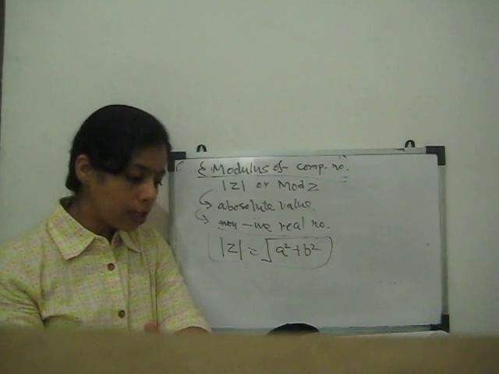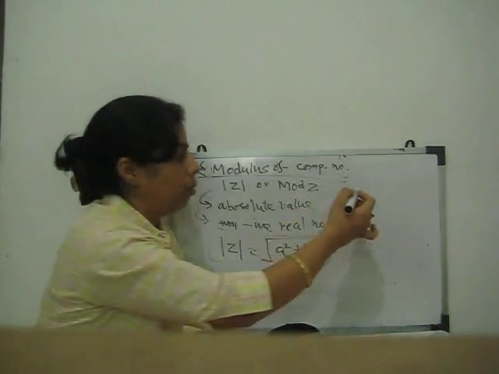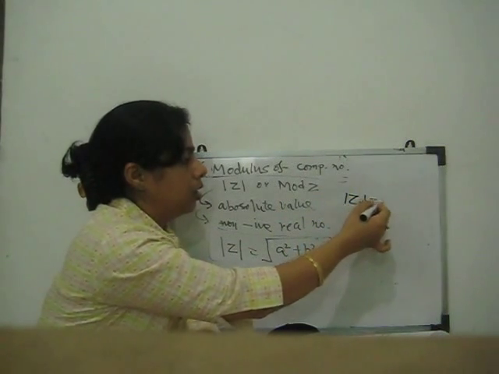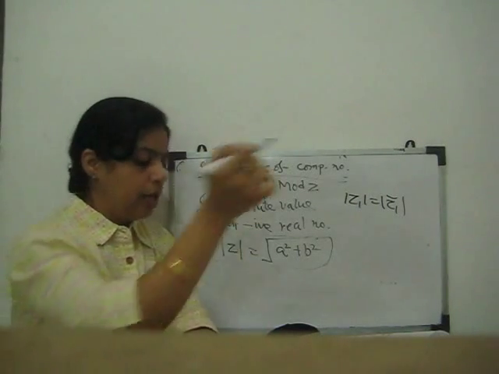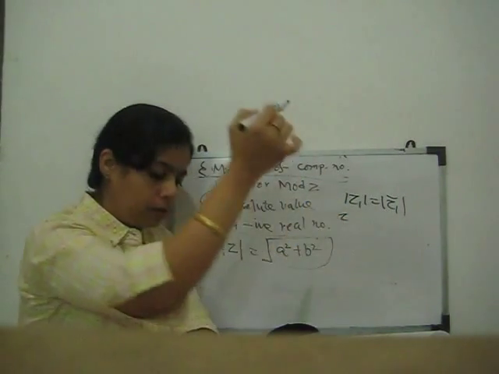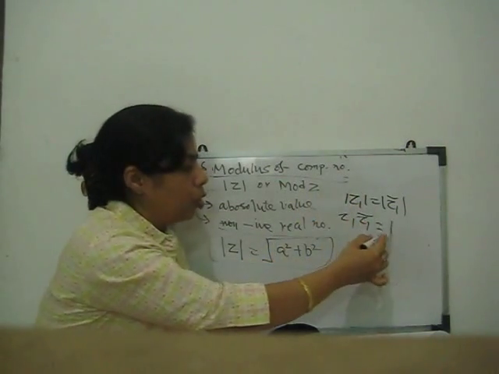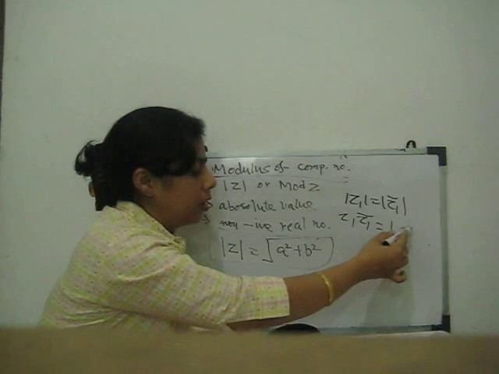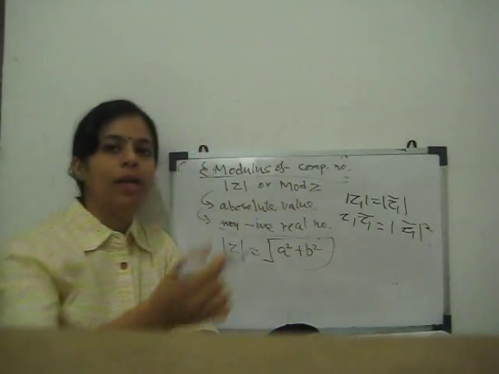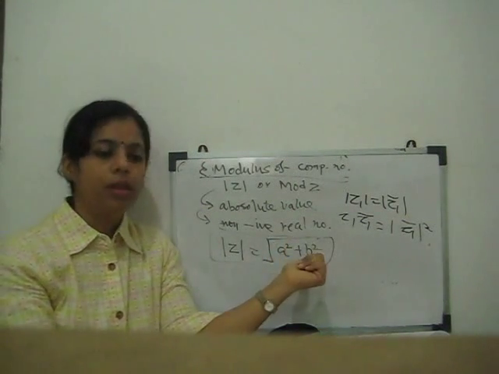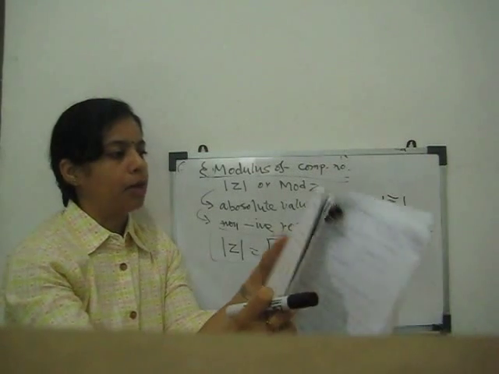This is the modulus value of our given complex number. Clear? With the help of this modulus we can prove many results, like the modulus of z1 is equal to the modulus of its conjugate complex. Similarly, if we multiply z1 with z2 and find the modulus, it is equal to the product of their moduli, and so many results you can prove with this property. So these are the modulus properties.